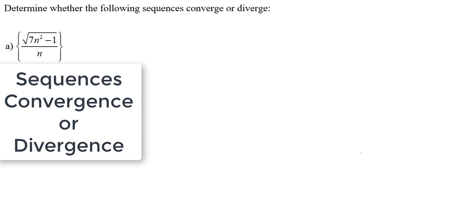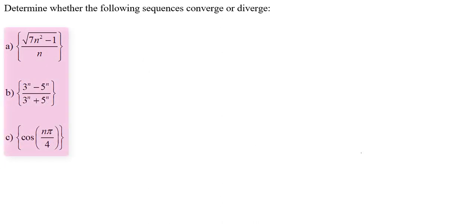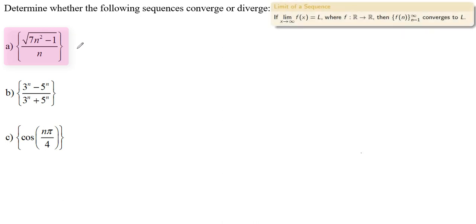We are asked to determine whether each of these sequences converges or diverges. For the first sequence, we can apply the limit of sequence theorem. So let's determine the limit of this sequence as a function of x. As x goes to infinity, the numerator clearly goes to infinity, and so does the denominator. This is an indeterminate form.